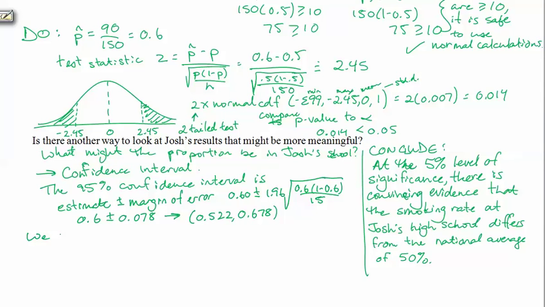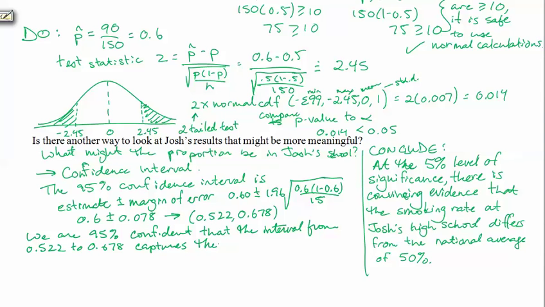So we need to conclude here again. We are 95% confident that the interval from 0.522 to 0.678 captures the true proportion of students at Josh's High School who would say they had never smoked a cigarette.